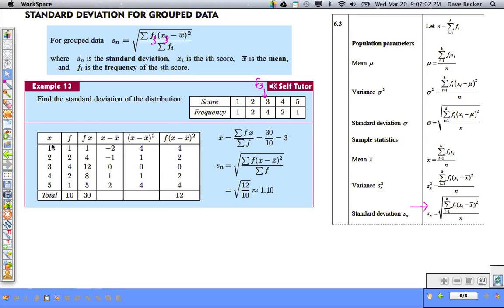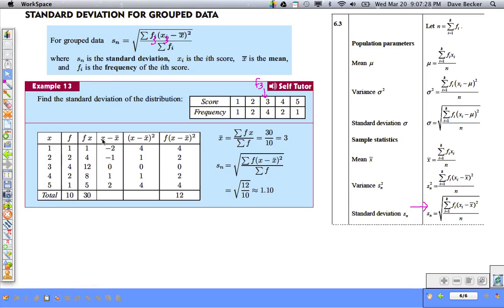Okay, here are the scores: 1, 2, 3, 4, and 5. Here's the frequency: 1, 2, 4, 2, and 1. Straight from here, here's the frequency multiplied by the score. 1 times 1 is 1. 2 times 2 is 4. 4 times 3 is 12. Okay? And so on down the line.